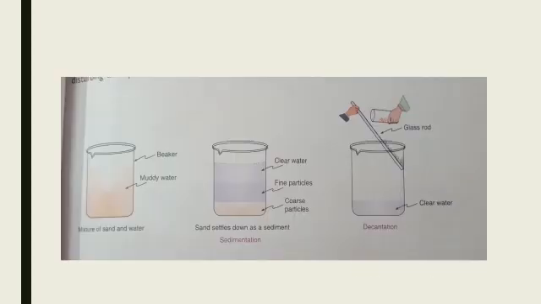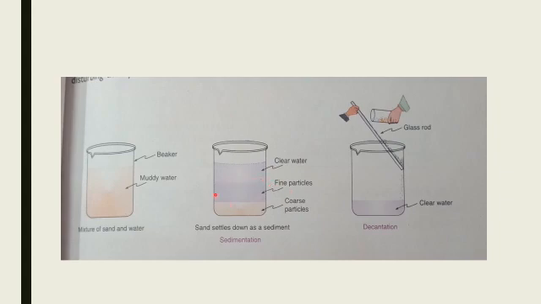So what should we show you? This diagram is given in your book for the process of sedimentation and decantation, right? So this is the mixture of sand and water, or you can say it is the muddy water in a beaker, and we have to leave it undisturbed for some time. Then what will happen? The coarse particles, the heavier particles, they will settle down. The fine particles will be in the middle, and the clear water will be on the upper side, right?